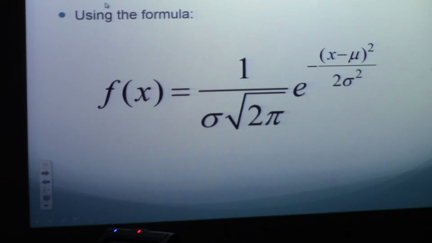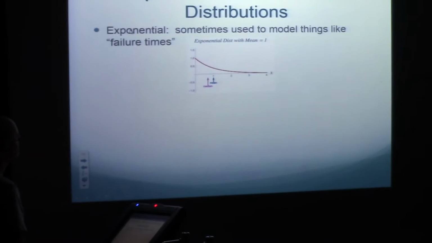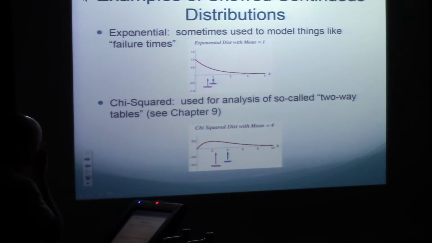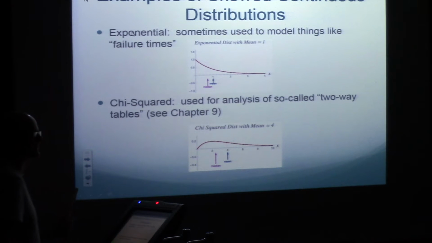Here, by the way, is the formula for normal curves. You don't need to know that, but I put it on here anyway. I don't have time to explain this right now, but here are some graphs of density curves that are skewed. This one's called an exponential distribution. This one's called a chi-squared distribution. I don't want to take more than 2 seconds here with those today. I might talk about them later.